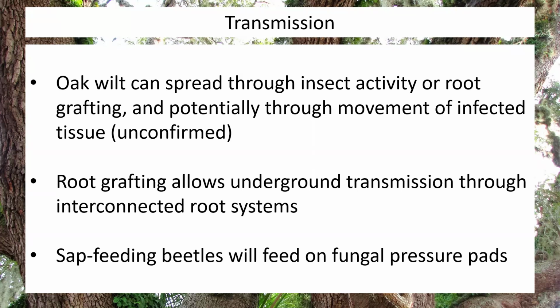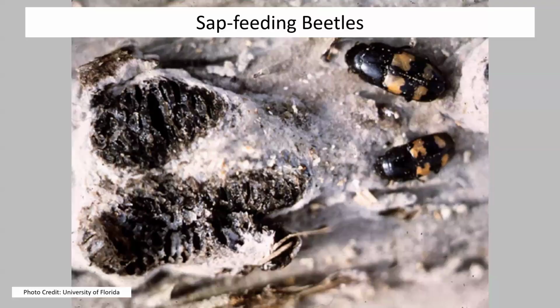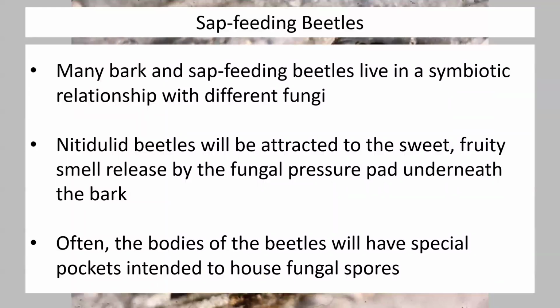Now, the insect that spreads them, something known as sap-feeding beetles or nitidulid beetles, feed on the pressure pads under the tree. So what you're looking at here are those beetles right by those pressure pads. What they're doing is that fruity smell that's coming out of those pressure pads, that's intended to attract these beetles to them. Oftentimes, you're going to find that bark beetles and sap-feeding beetles have a symbiotic relationship with different fungal pathogens or just different funguses in general. Oftentimes, their bodies will have developed pockets where they can carry different spores and other things with them and spread them to their different hosts.